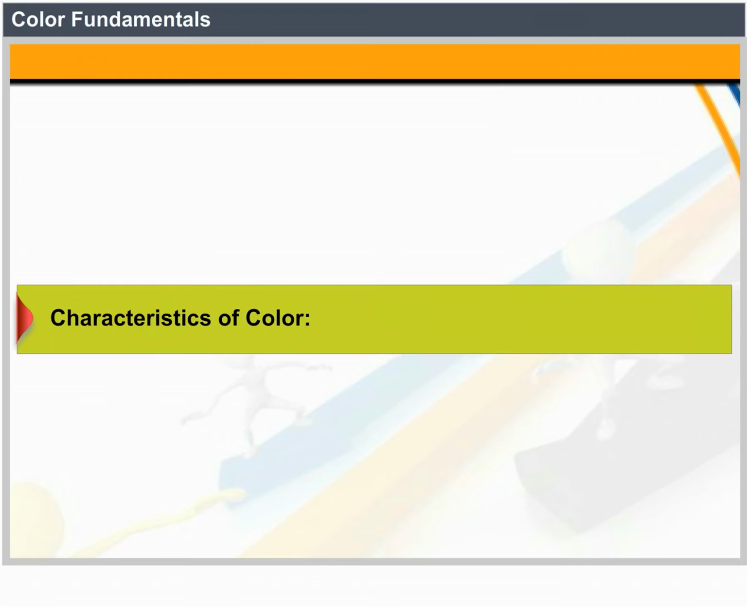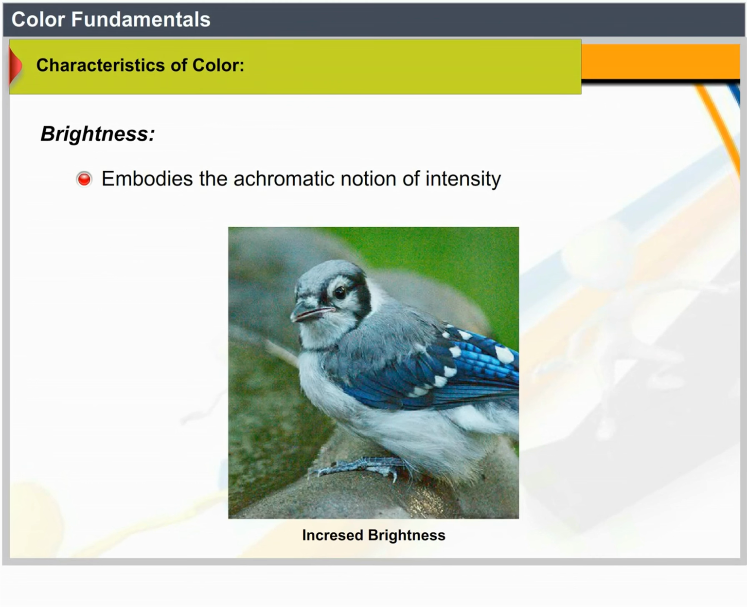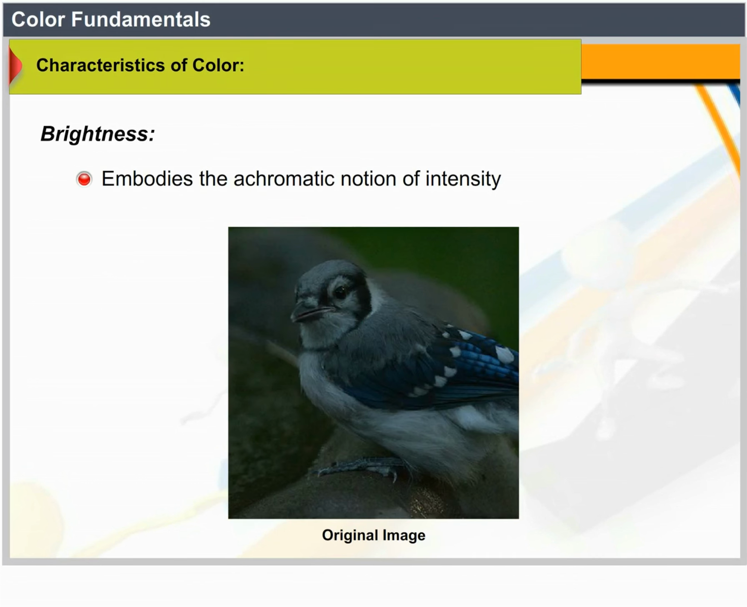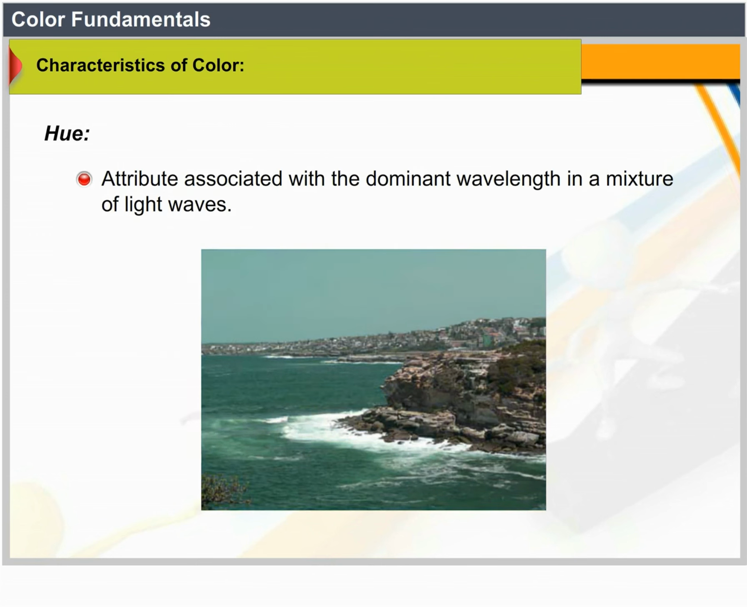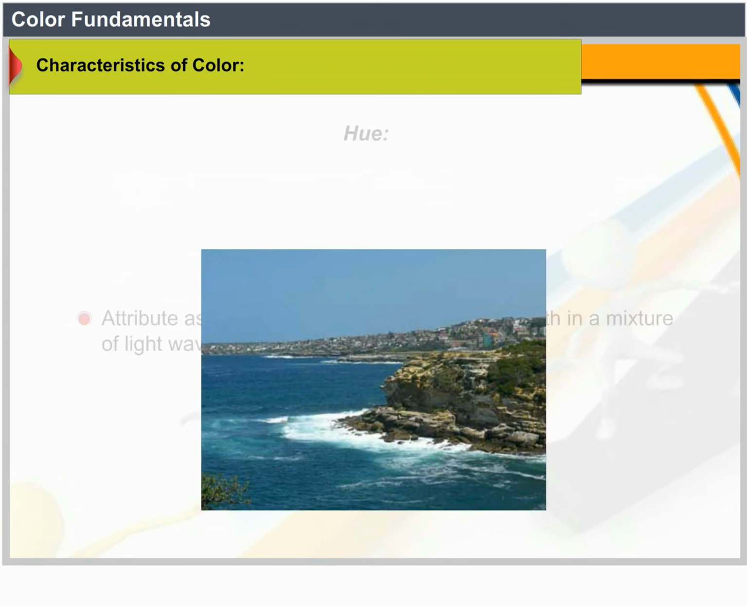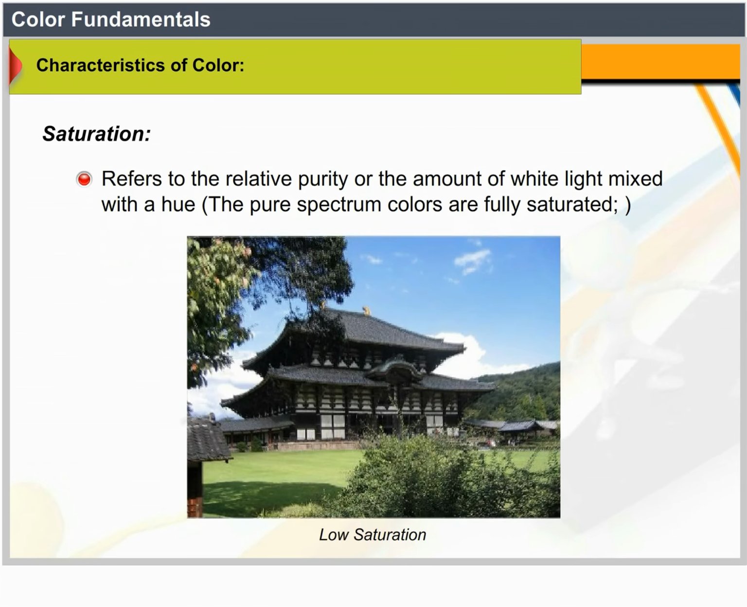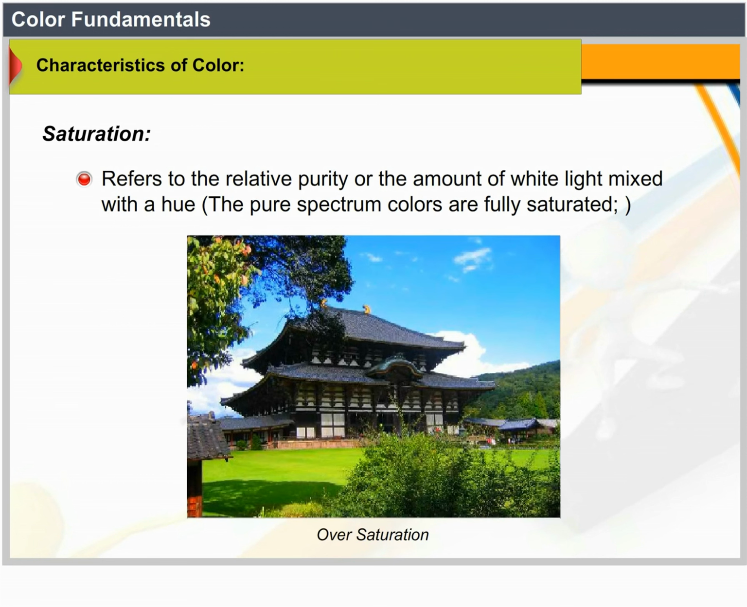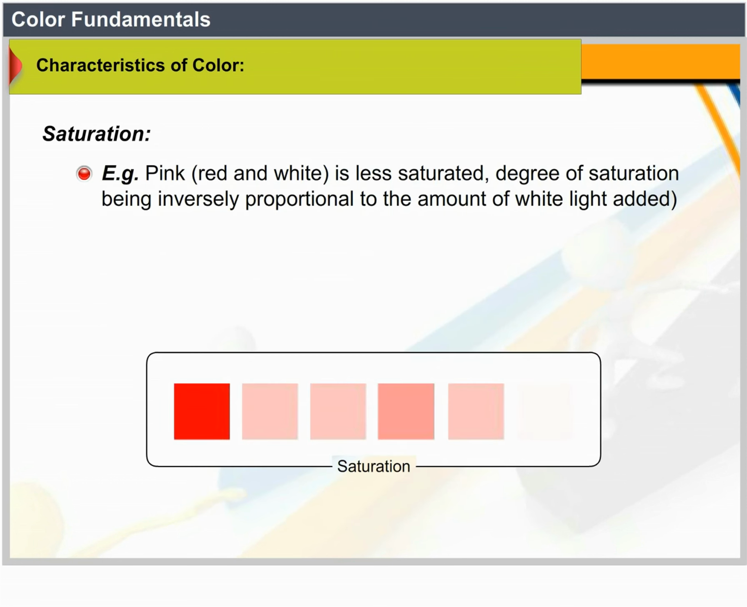Characteristics of color. Brightness embodies the achromatic notion of intensity. Hue is the attribute associated with the dominant wavelength in a mixture of light waves. Saturation refers to the relative purity, or the amount of white light mixed with a hue. For example, pink is less saturated, the degree of saturation being inversely proportional to the amount of white light added.